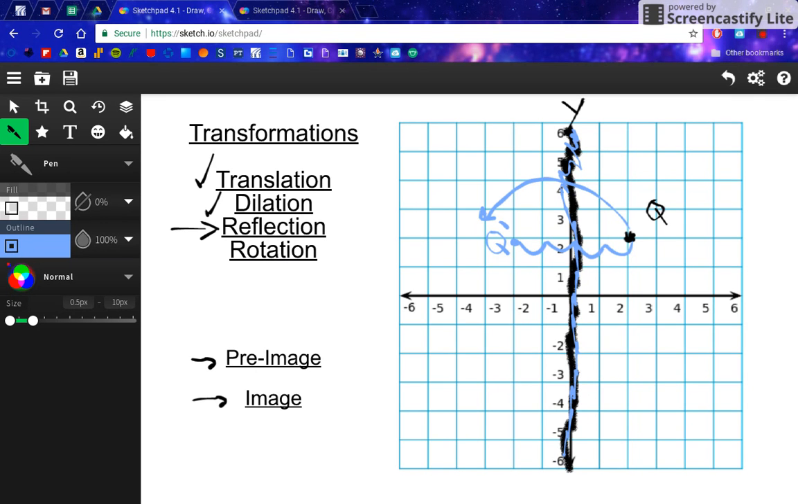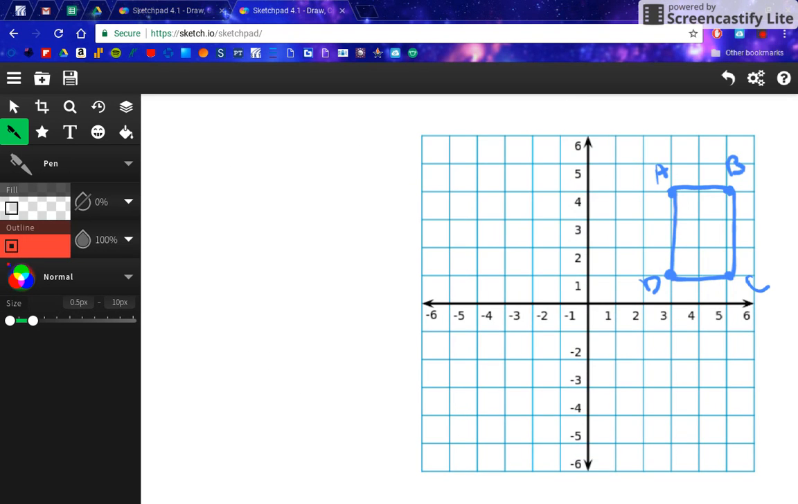Now you could see something like, what type of reflection was this? And then it could be a reflection over the y-axis or reflection over the x-axis. I'm going to go ahead and show you another one that is over the x-axis, and then another one that's over the x and y-axis. Okay, so x-axis. X-axis reflection. Let's give it a go.